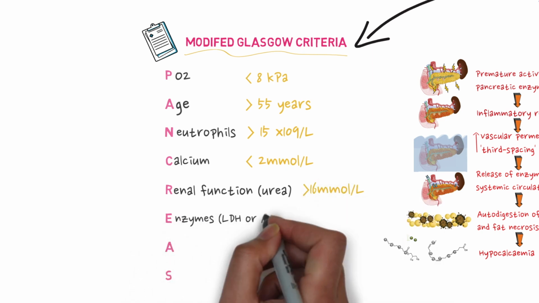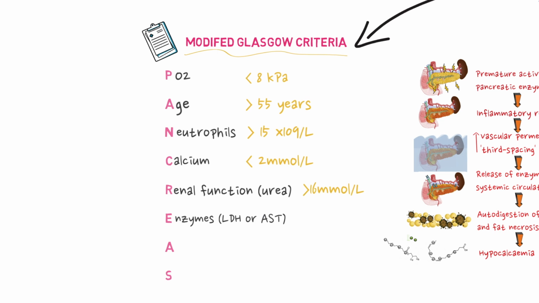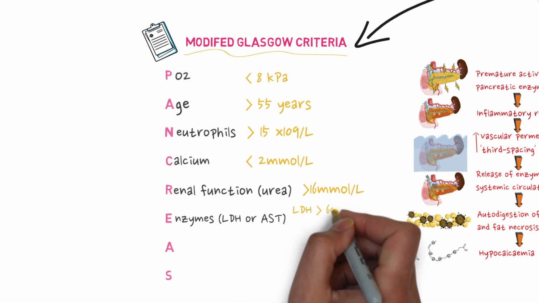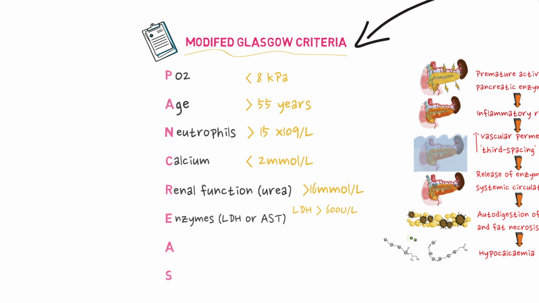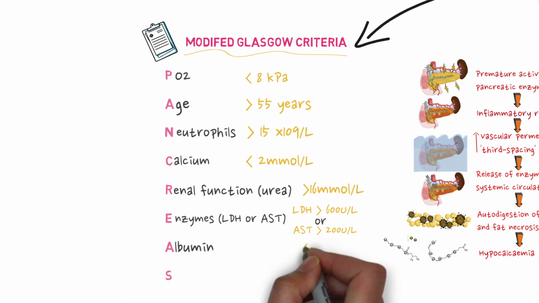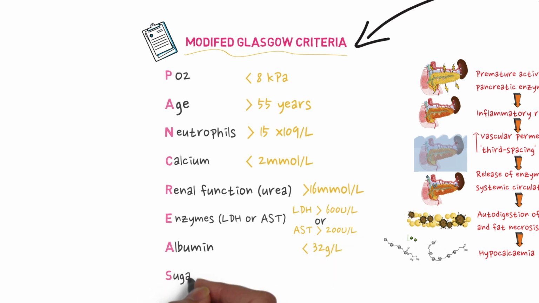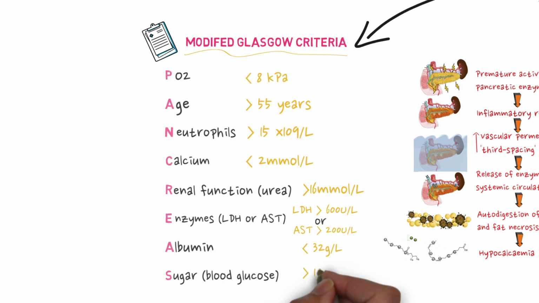Enzymes, more specifically lactate dehydrogenase or aspartate transaminase, with 1 point for either an LDH of over 600 units per litre or an AST of greater than 200 units per litre. The second A is for albumin, in which 1 point is scored if it is less than 32 grams per litre. And finally, S stands for sugar, i.e. blood glucose, with 1 point if the value is over 10 millimoles per litre.